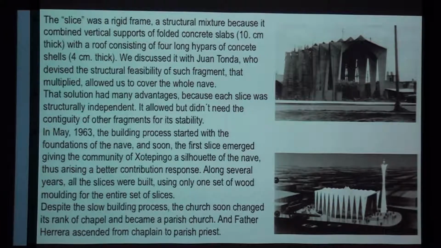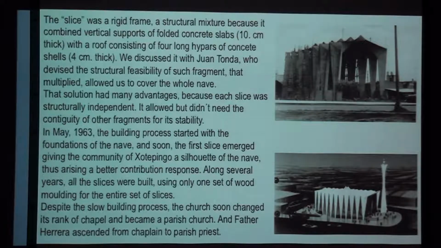The slice was a rigid frame, a structural mixture because it combined vertical supports of concrete slabs 10 centimeters thick, with a roof consisting of 4 high parts of concrete shells 4 centimeters thick. We discussed it with Juan Tonda, who devised the structural feasibility of such a fragment that, multiplied, allowed us to cover the whole nave. That solution had many advantages because each slice was structurally independent. It allowed but didn't need the contiguity of other fragments for its stability.